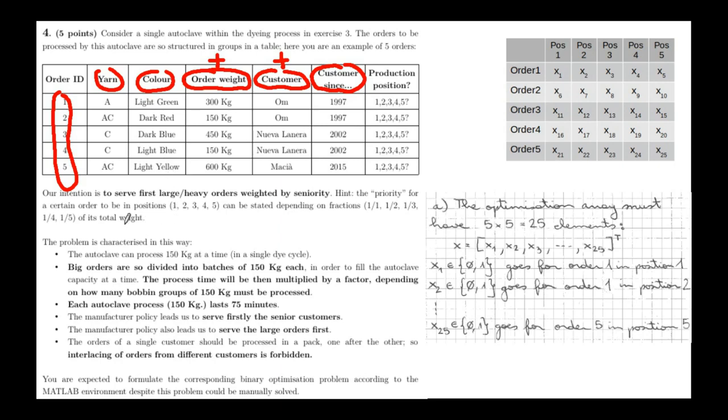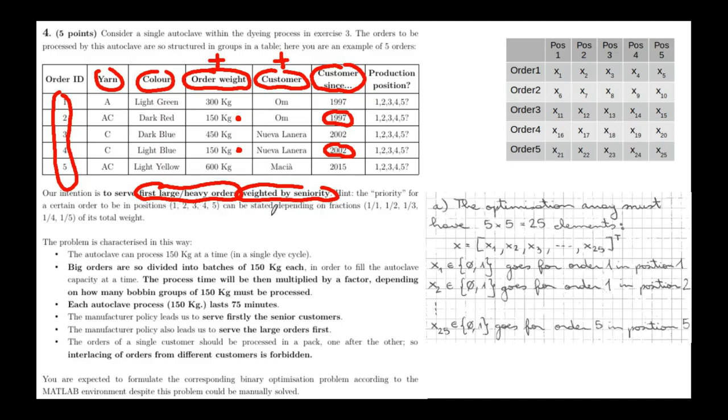Our intention is to serve large heavy orders first, but we want to weight them by seniority. So if we have 2 orders that weigh the same, we will make the difference depending on how long this customer has been our customer. Then this will be the priority. How heavy the order is will be the priority for this order.